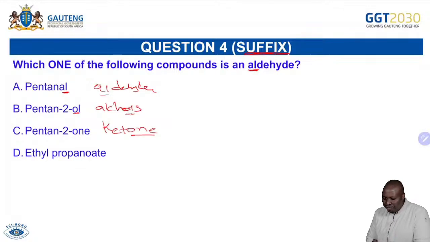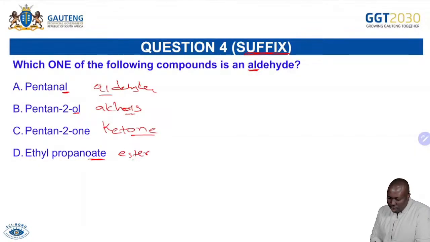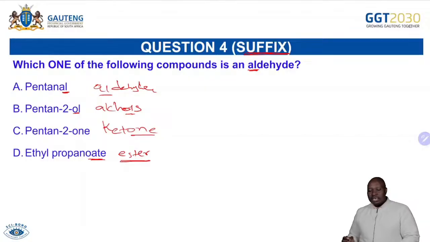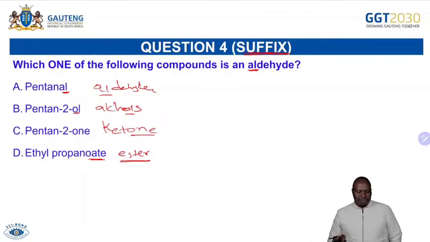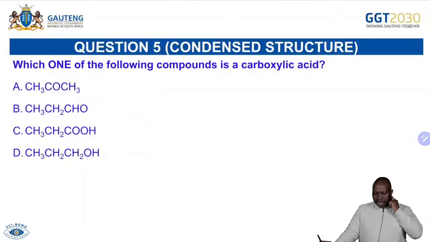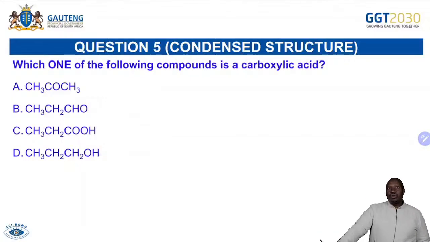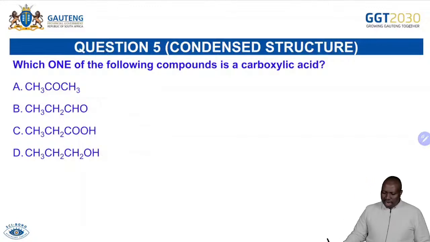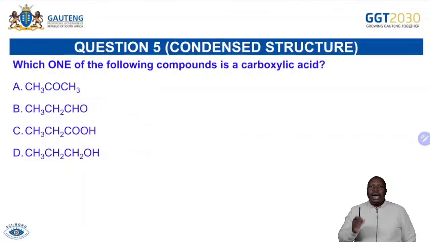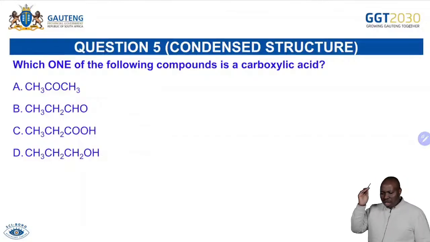Ethyl propanoate: esters have OATE, their name will end with OATE. You know that is an ester. And then we'll talk about esterification, the process itself, because it's very much important as well for your exams. Now, which one of the following compounds is a carboxylic acid? We have talked about it. By now you know. But the main issue here, we want you to understand the condensed structural formulas.